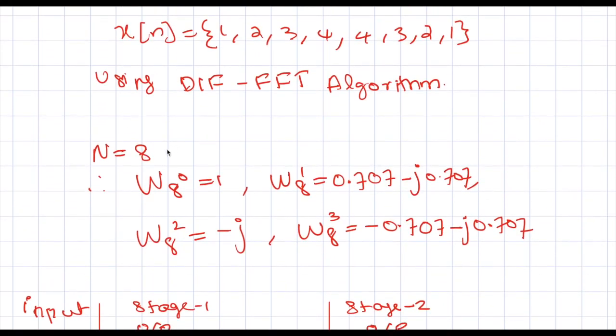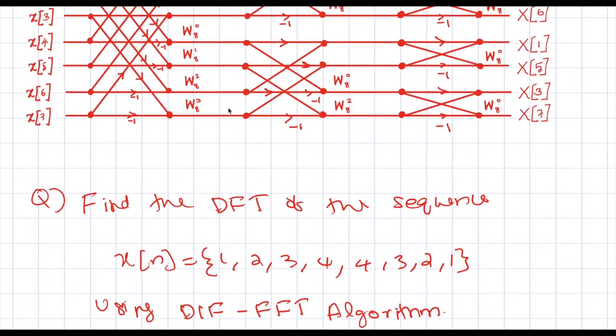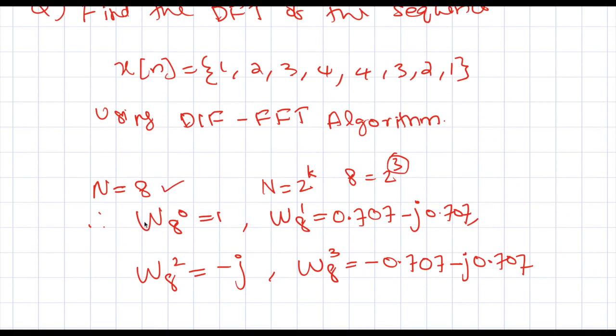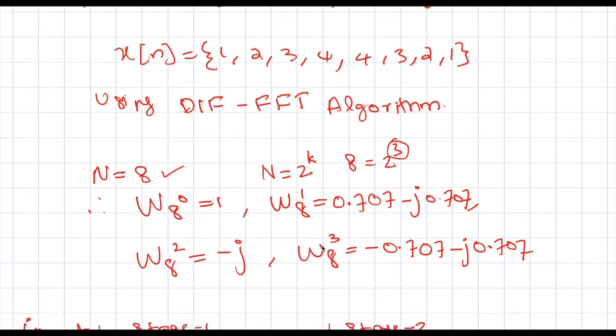So here the first thing that we need to notice is that we are using N equal to 8. N equal to 8 means N is a power of 2. In this case we can write 8 as 2 raised to 3, so we will have three different stages in our computation. The coefficients required are W8^0, W8^1, W8^2 and W8^3. I have noted down those values in the beginning itself. These are the values of W8^0, W8^1, W8 square and W8 cube. Now let's get into the computation.